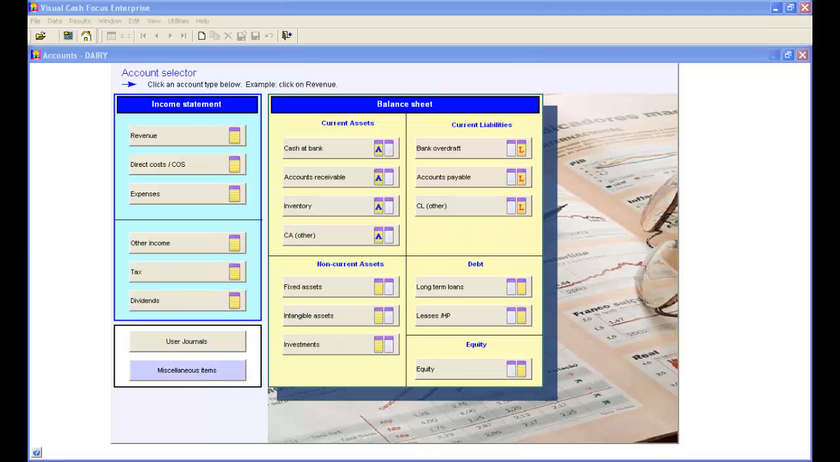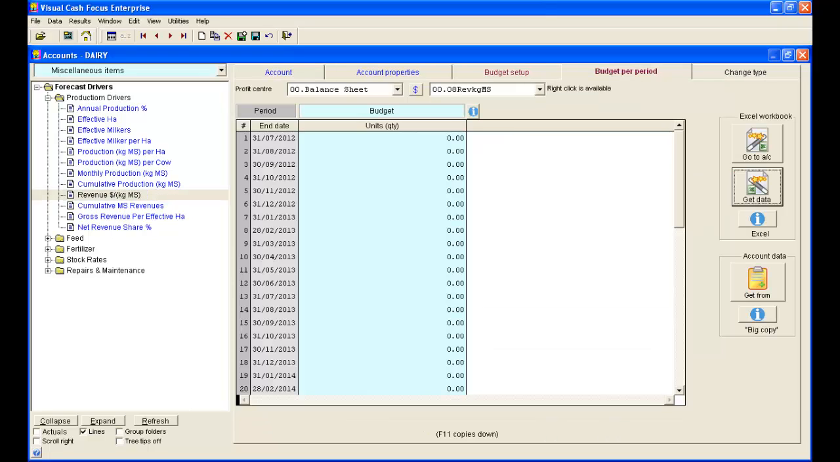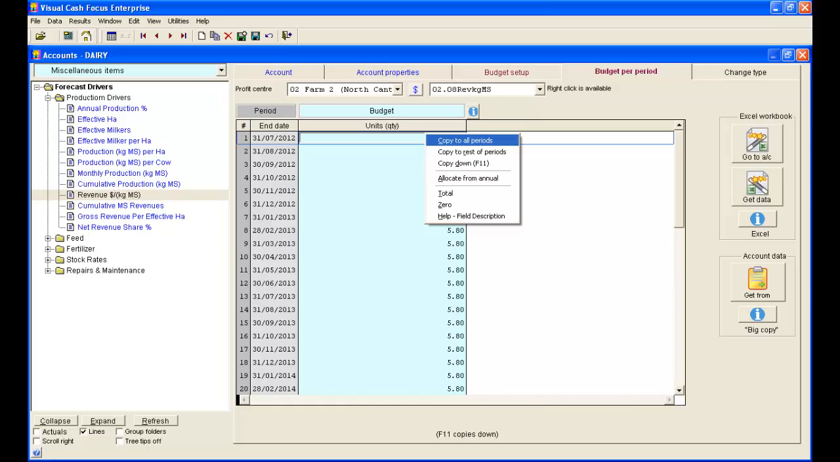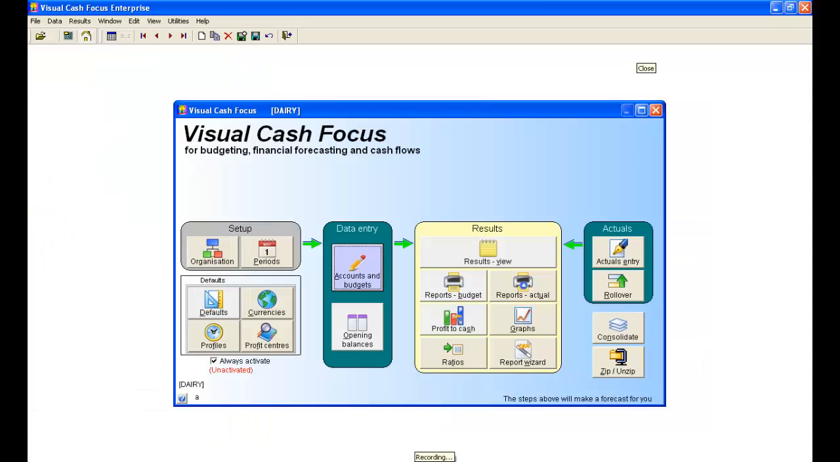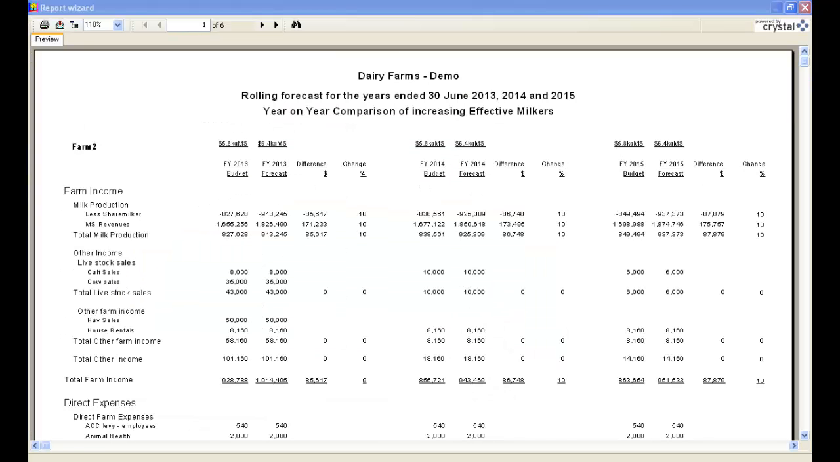Let's first look at what would happen if the payout increased from $5.80 to $6.40 per kilogram of milk solid produced. To see the effect of this change, let's first save the model as another name, and then change the kg milk solid revenue driver in the copy. Once we've done this, using the report writer, we can pull data from the separate models to produce a year-on-year comparison on the same page.